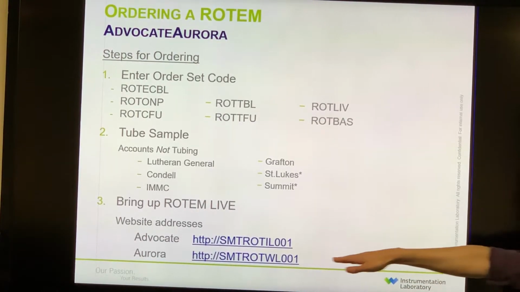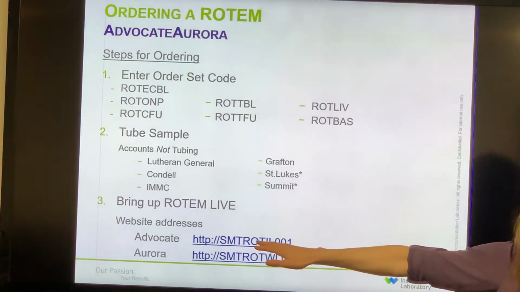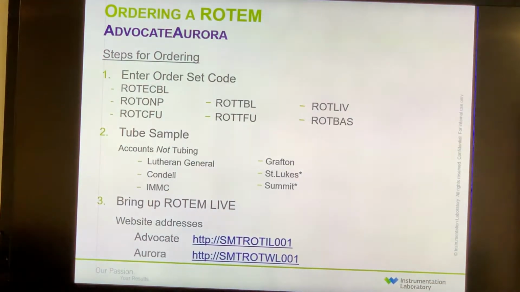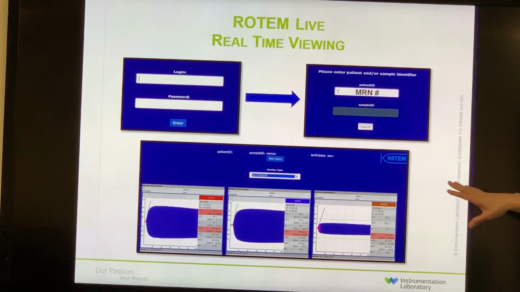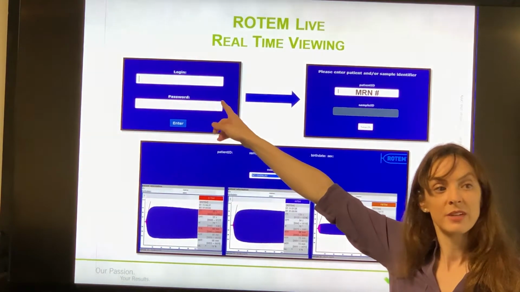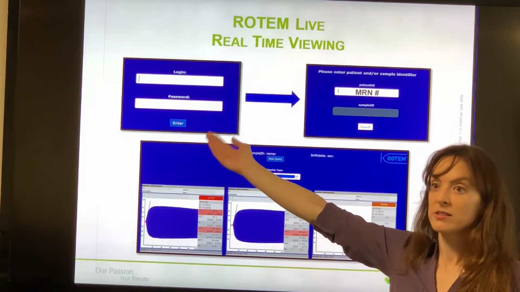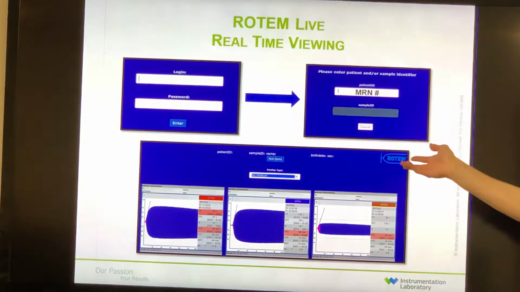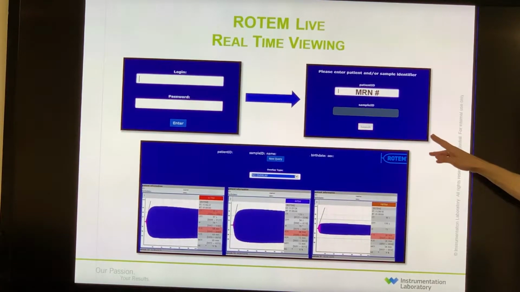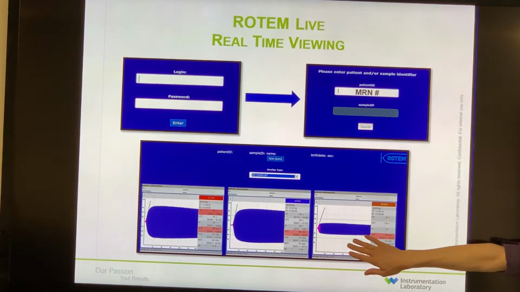So there's a web address right here. Rotem Live is web-based, so you'll put that in. Hopefully, you guys will save it on your computers, so that way you're not putting in the actual web address. And then you'll get to screens that look like this. And for right now, I know they're having some technical difficulties. The login is advocate01 and the password is advocate02. Eventually, this will be a personalized login, but they're just having some technical difficulties with that database right now. And then you're gonna put in the MRN number, and you're gonna see every channel that's running with that MRN number. And the screen will look like this essentially.